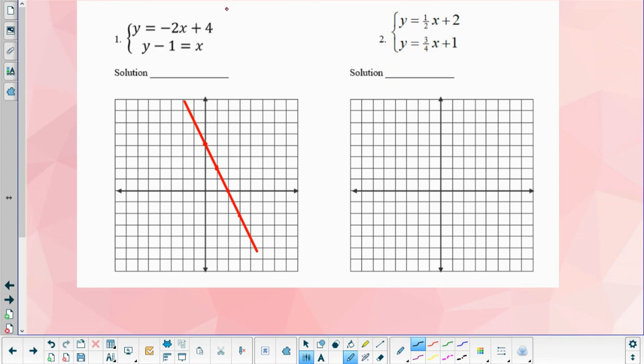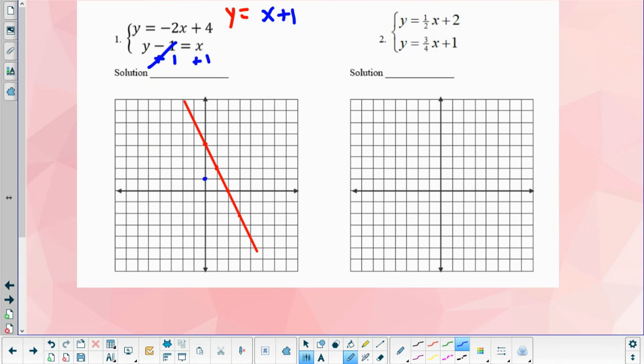All right, my second line, if you're looking at this, is not in slope-intercept form. So I have to solve for y. I want to get y by itself, so I want to say y equals. What I have to do is add 1 to both sides, so that these cancel out and I end up with y equals x plus 1. Now it's in slope-intercept form, so I can go ahead to 1 and put my dot.